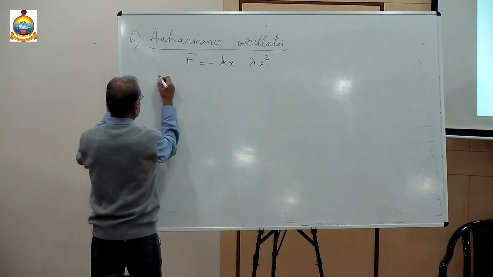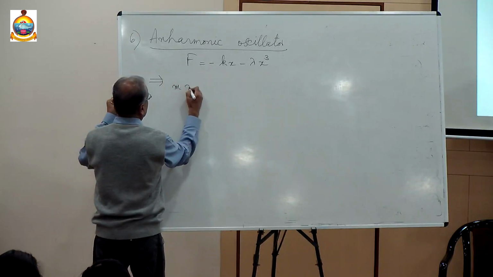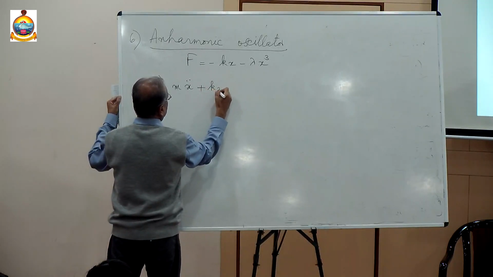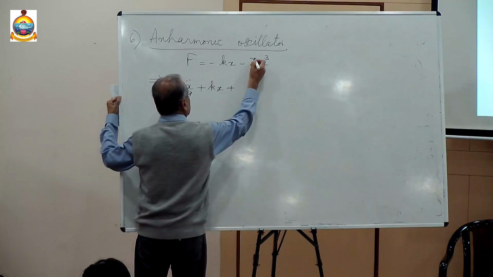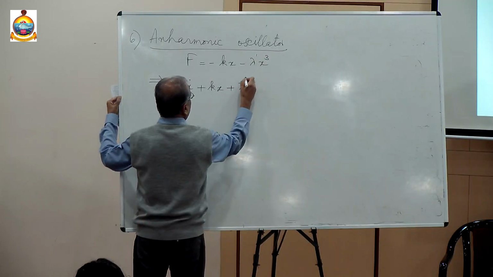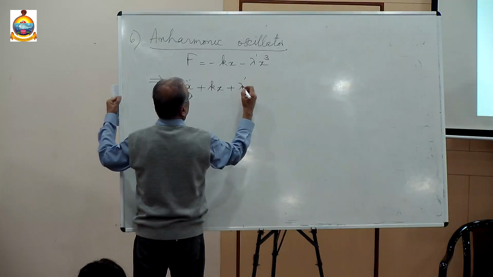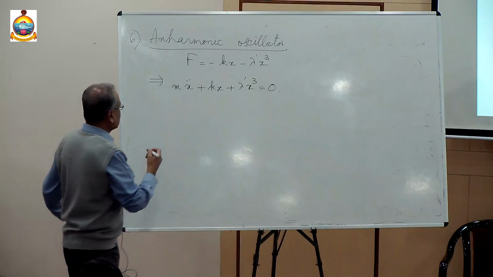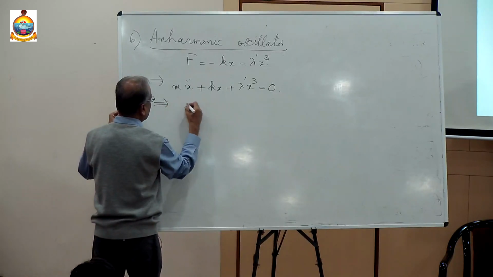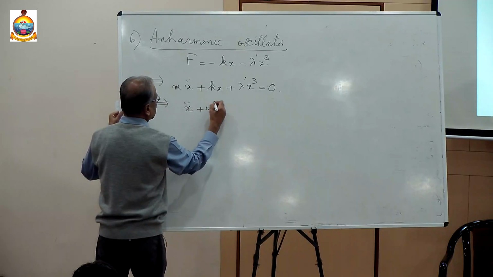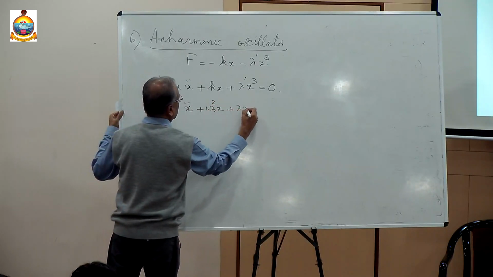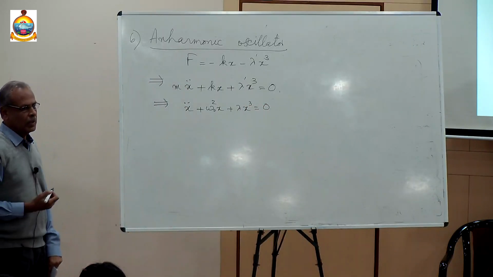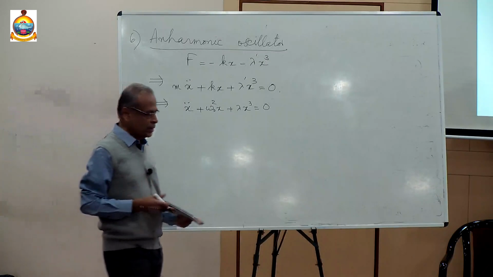So the corresponding equation of motion is m x double dot plus kx plus, maybe I will take lambda prime x cube, equal to 0. So divide throughout by m. So you have x double dot plus omega naught square x plus lambda x cube equal to 0, where lambda is lambda prime by m. Now what can you say about this equation?